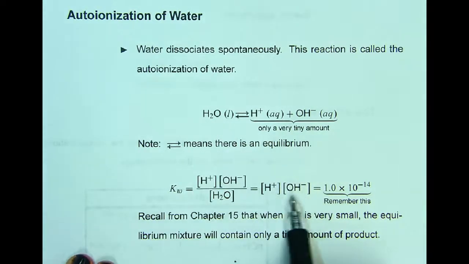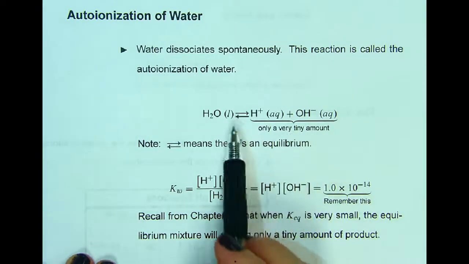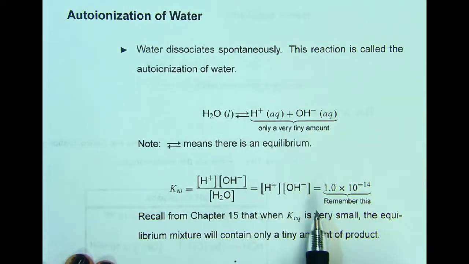Water is a liquid, so it doesn't even count in the equilibrium. And these have an equilibrium constant of 1 times 10 to the negative 14. You're going to want to memorize this. It's a very tiny number, which lets you know that this almost entirely lies as reactants, and we have a very small amount of the ions as product. Recall from chapter 15 that when K_eq is very small, the equilibrium mixture will contain only a tiny amount of product.